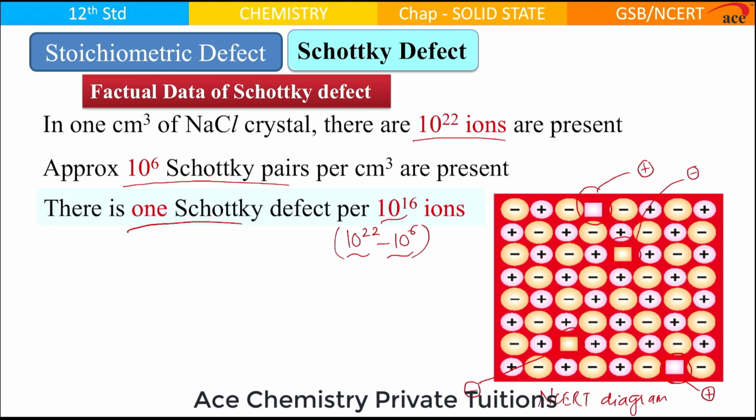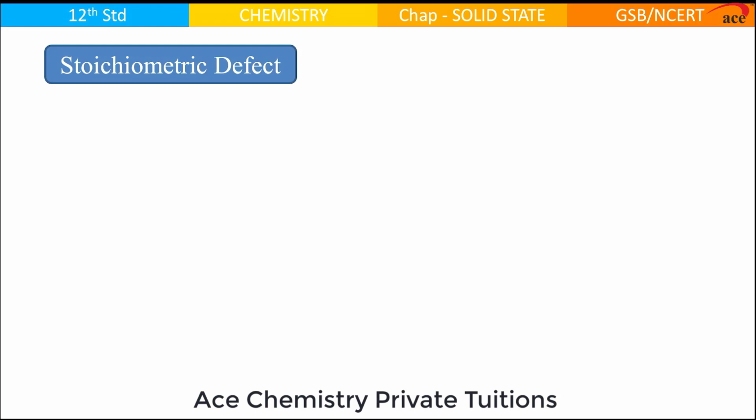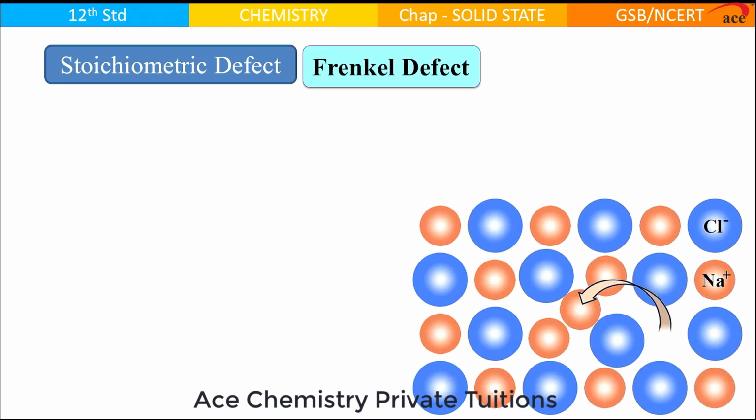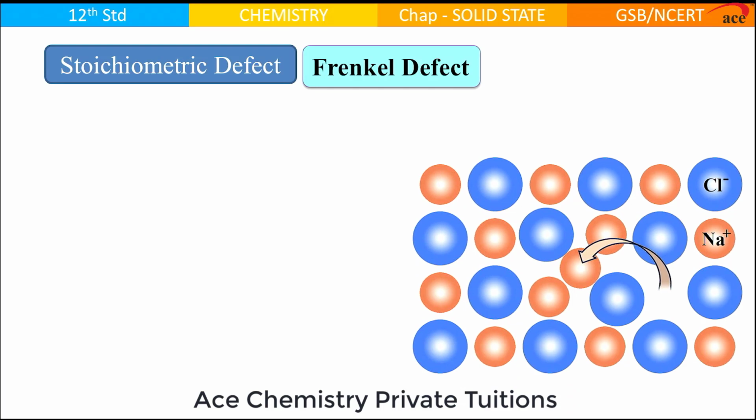Right, if you want, you can again see this video, understand it well before moving further. So we come to the next part of stoichiometric defect, Frenkel defect. We have just completed our learning of Schottky defect. Now we are coming to Frenkel defect.